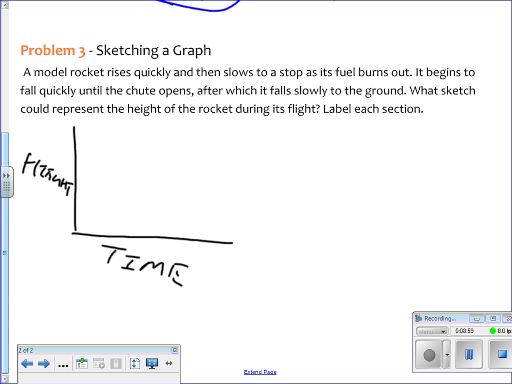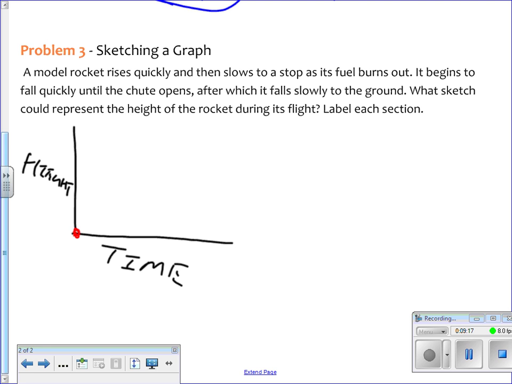So here's what you're going to do. You're going to have a graph. Height. I know I ran out of room. And time. Where's the rocket going to start? Where's your graph going to start? On the ground at time 0 at height 0. And sketch a graph that goes with this.